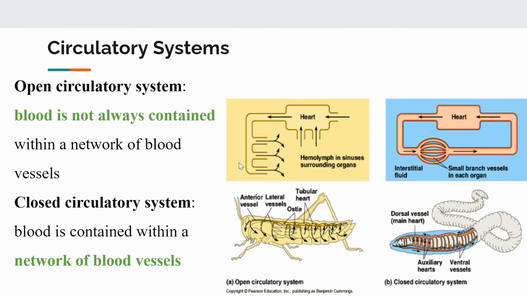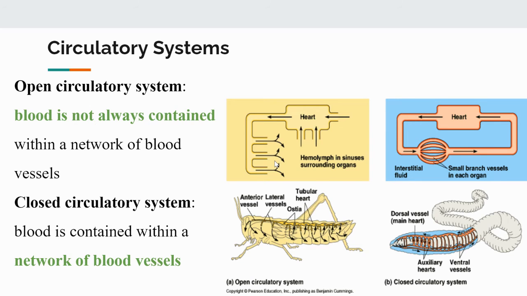All right, next up, let's talk about circulatory system. So circulatory system is how we get blood to move through our bodies to bring oxygen to our muscles, to take carbon dioxide waste away. And our circulatory systems in animals can be either open or closed.